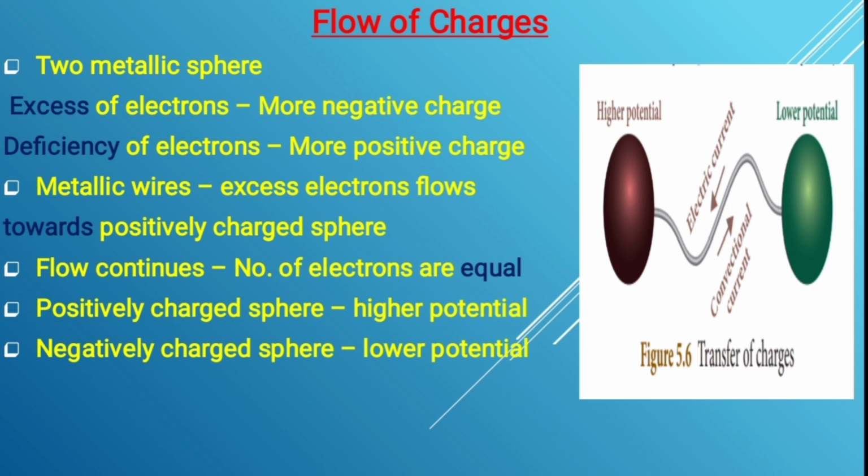The metallic wire carries the excess electrons towards the positively charged sphere. This flow continues until the number of electrons is equal in both spheres. Till that equal number of electrons is reached, the transfer of electrons happens from one sphere to the other. The positively charged sphere is called the higher potential sphere and the negatively charged one is called the lower potential. This is the way the transfer of charges happens.